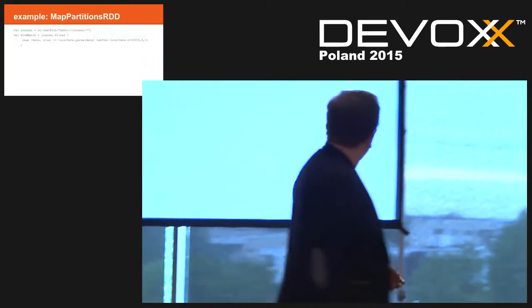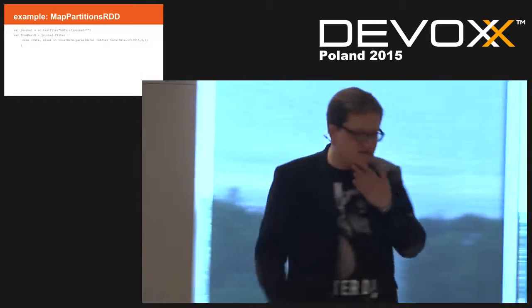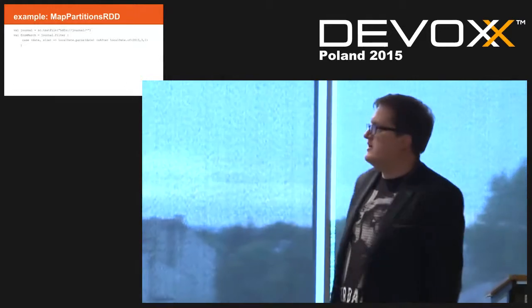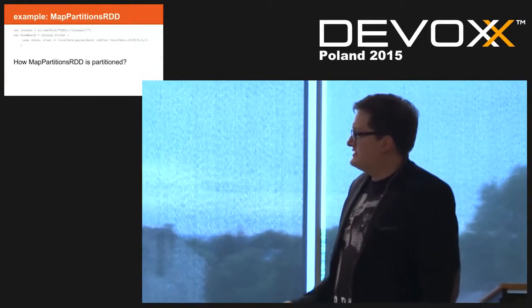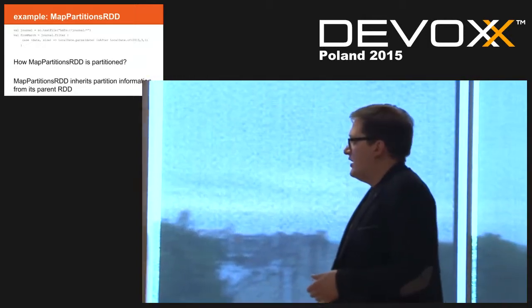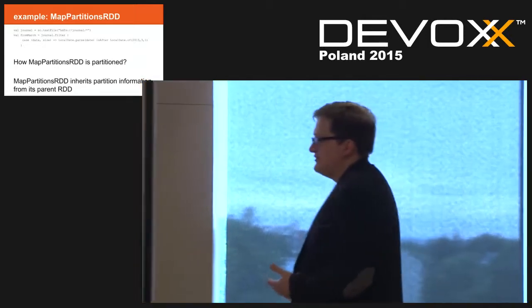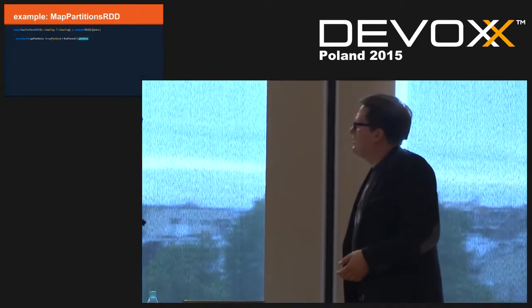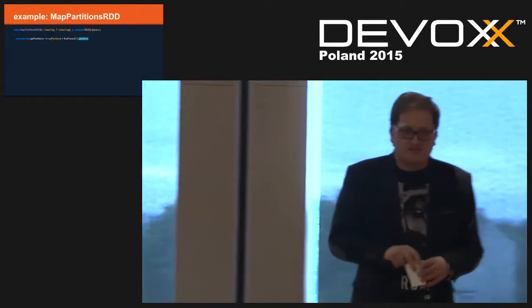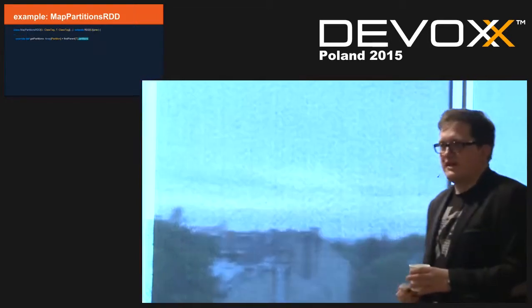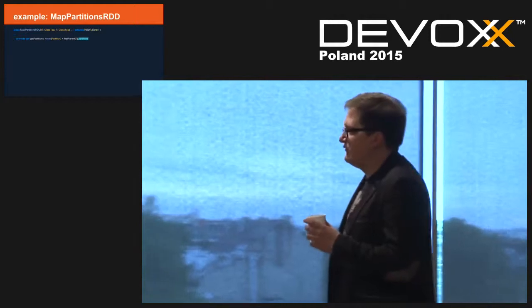If we, for example, take MapPartitionsRDD, this is the RDD that will be returned by the filter method. If we ask how those are partitioned, we learn that MapPartitionsRDD inherits partition information from its parent. What does it mean? In code, it means just this: take the parent and return partitions as the parent has them. Pretty straightforward.